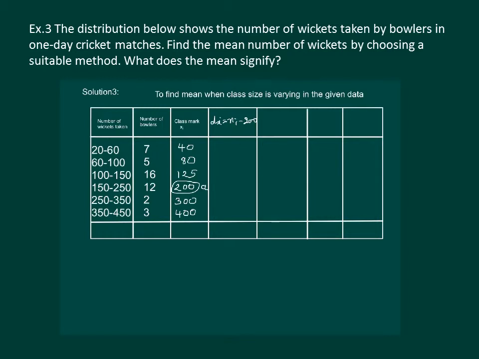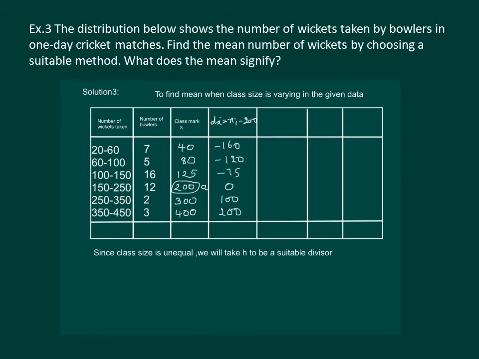Now let us calculate the deviation from the assumed mean, that is given by di equal to xi minus A, that is 200. We have 40 minus 200 is minus 160, 80 minus 200 is minus 120, and so on.